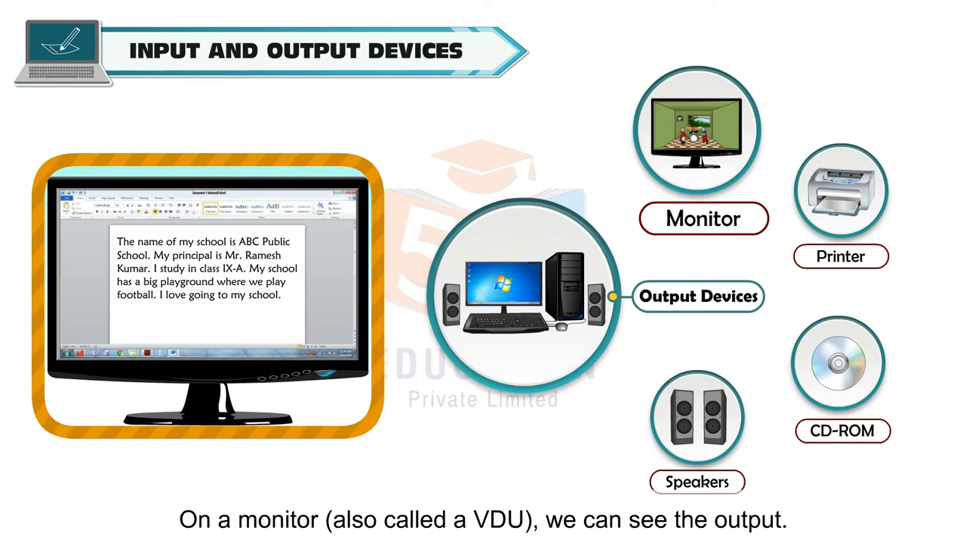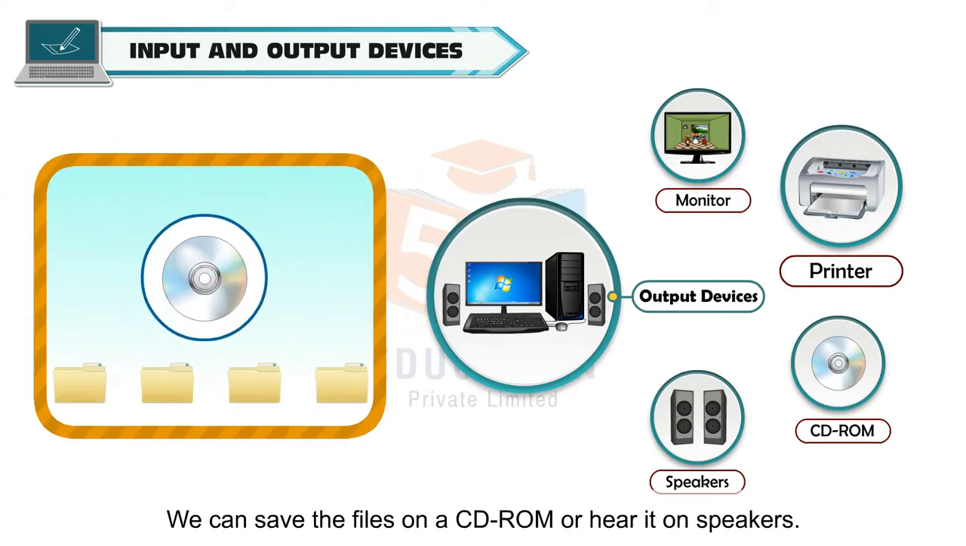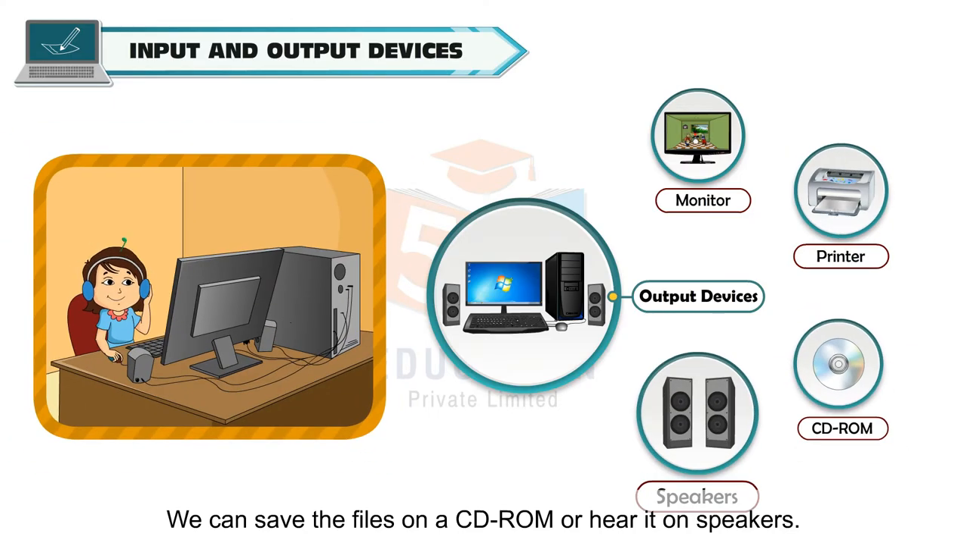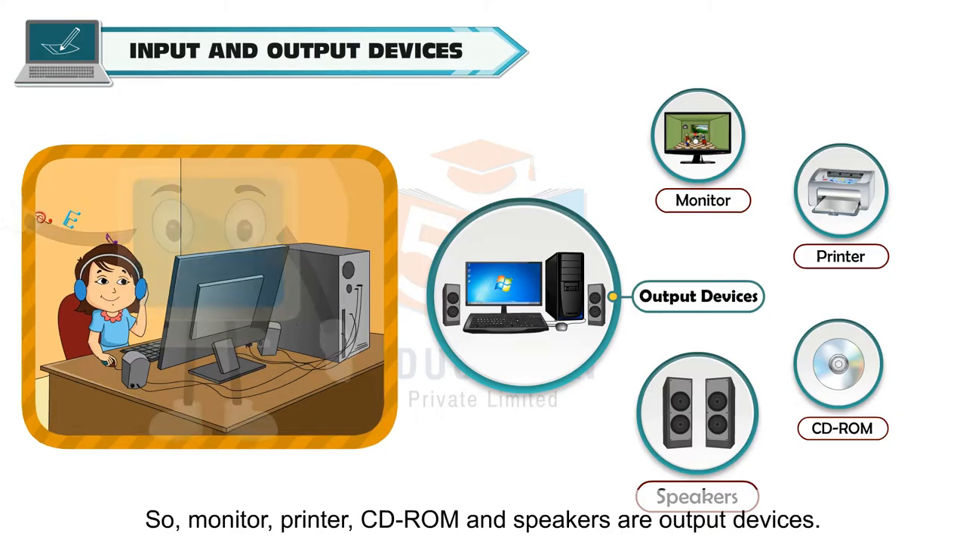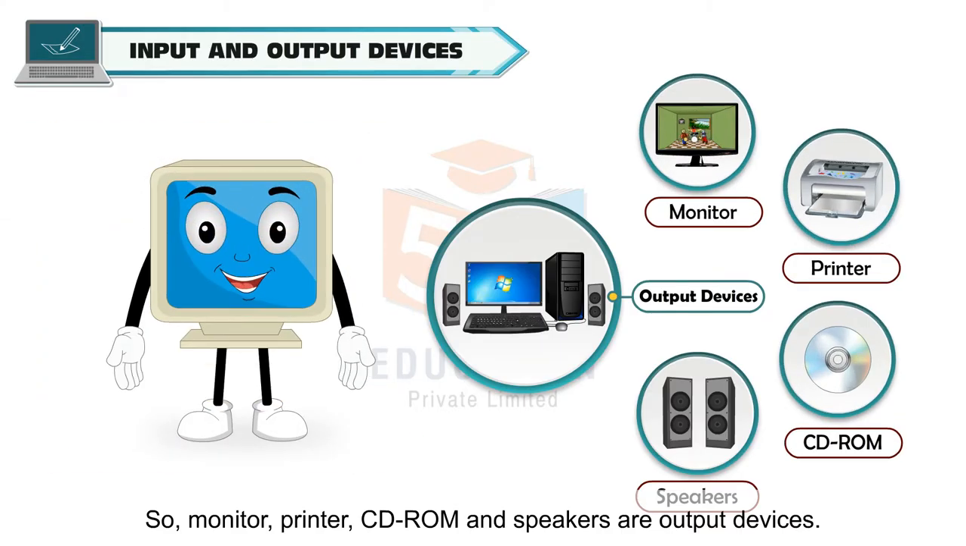On a monitor, also called a VDU, we can see the output. We can get it on paper by using a printer. We can save the files on a CD-ROM or hear it on speakers. So, monitor, printer, CD-ROM and speakers are output devices.